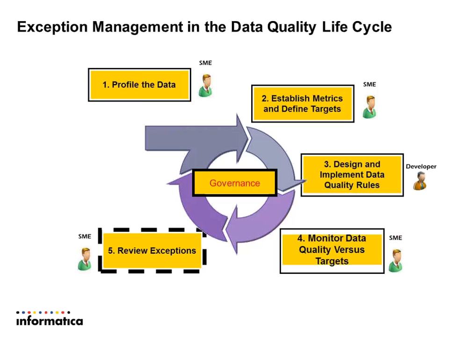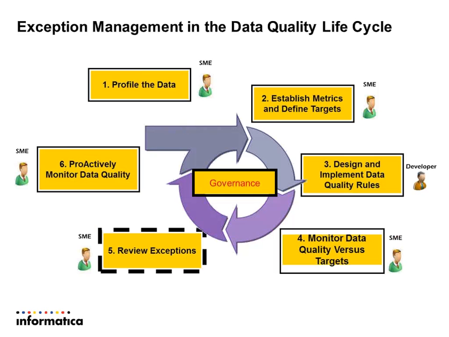This is where we realize that not all the data can be cleansed automatically using the business rules that we define. Some data requires an analyst or a business user to review and correct the data discrepancies, and this is where human task plays a key role in managing some of these exceptions and fixing them. Once we review the exceptions, we continue monitoring the quality of data, and the cycle continues.